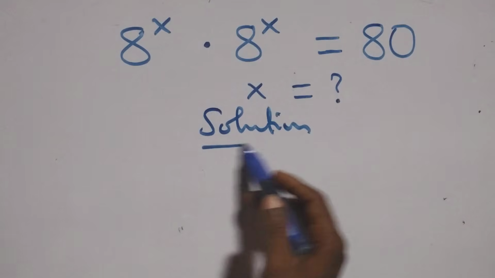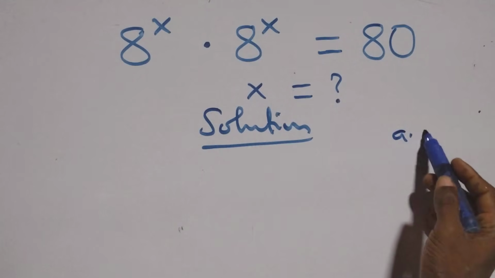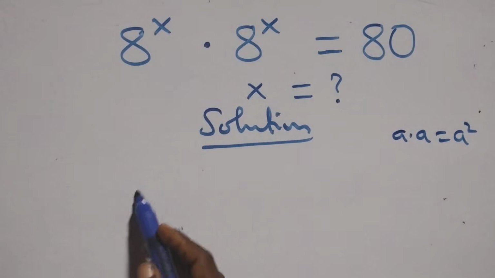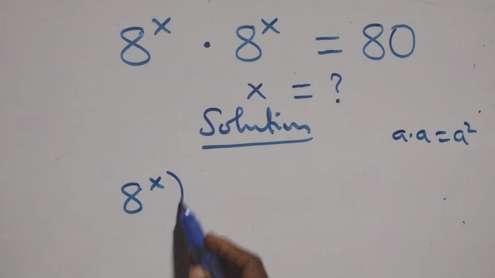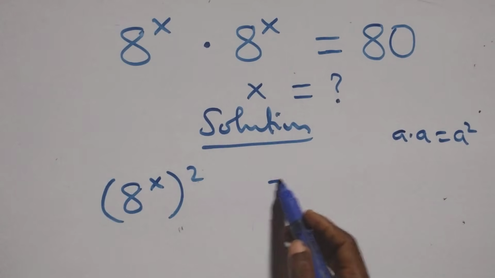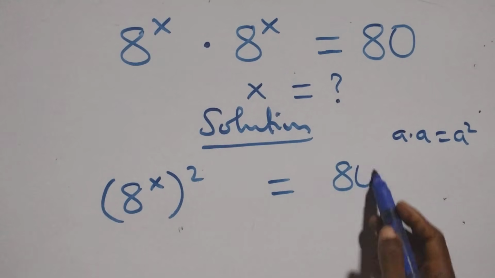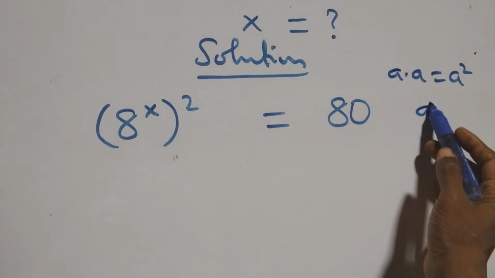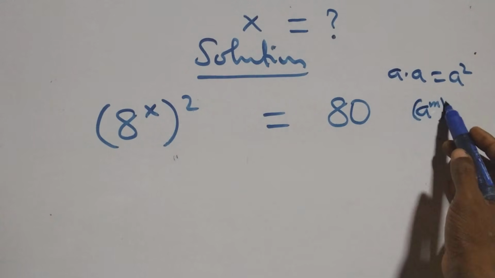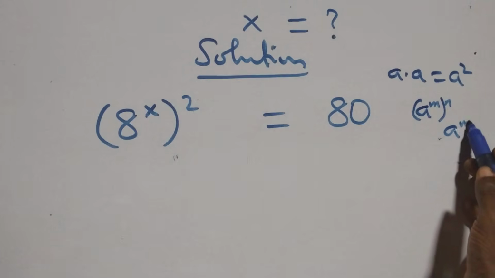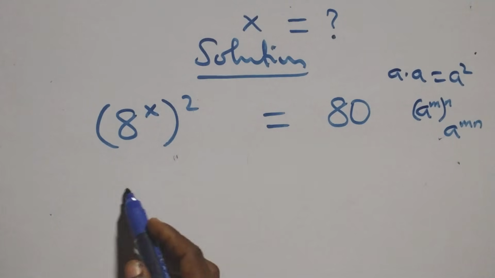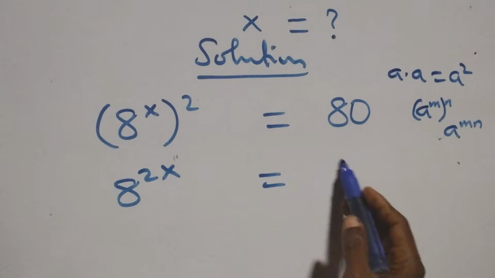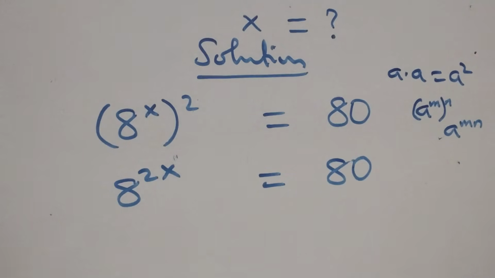What we have here follows when we have a times a, which can be written as a squared. The same thing multiplying, raised to the power x, or squared, equals 80. Also, this follows when we have a raised to power m, raised to power n, the same thing as a raised to power mn. The powers multiply, so we have 8 raised to power 2x equals 80.